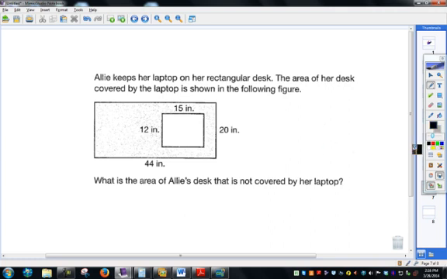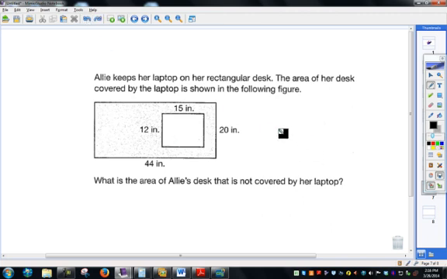This is another shaded one. You can see that this is all supposed to be shaded. It's really hard to tell, but it's everything that's not this is shaded. Allie keeps her laptop on the rectangular desk. The area of her desk covered by the laptop is shown in the figure. What is the area of Allie's desk that is not covered? So again, it wants you to basically not count this in the area.